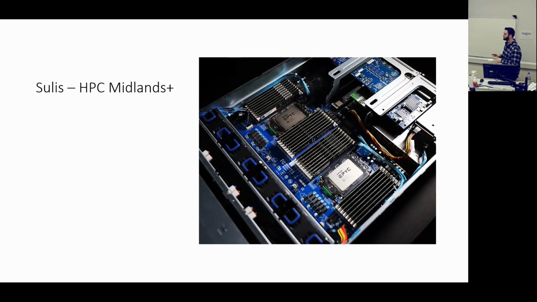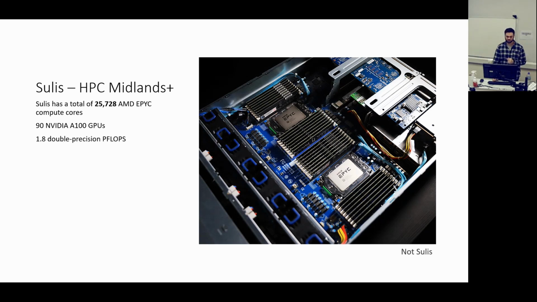So one of the sort of clusters that we have access to is Sulis, and this is shared between like Warwick and Birmingham and a few other places as well. This is not Sulis, the picture, but it's similar software, similar hardware even. So the reason we have access to this is because it has so many cores. This has over 25,000 compute cores. So it's more than you're going to get on any sort of desktop computer. Also has a bunch of GPUs as well. We'll talk about that more next week.